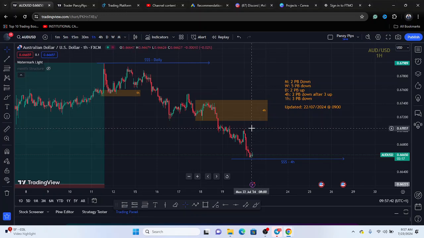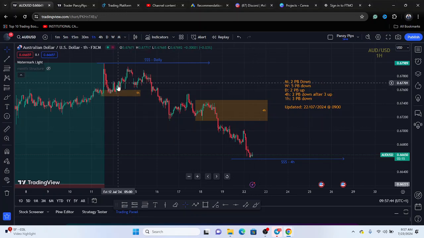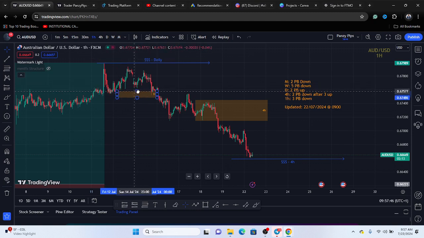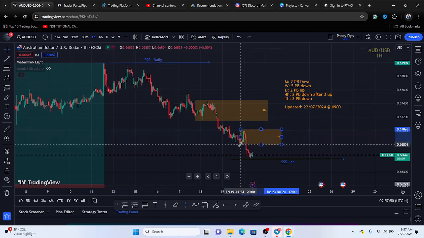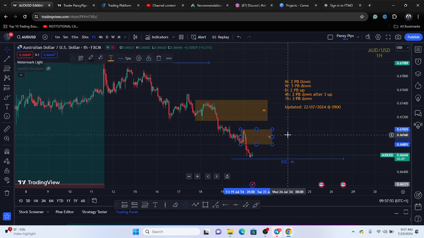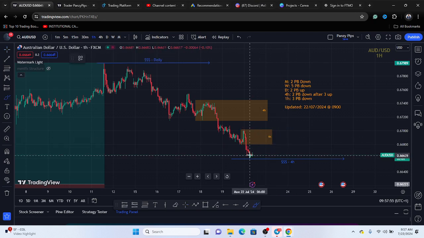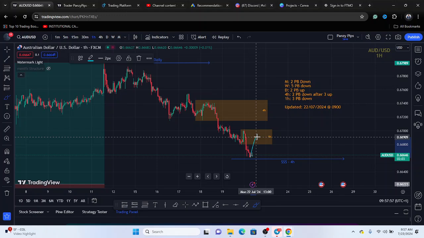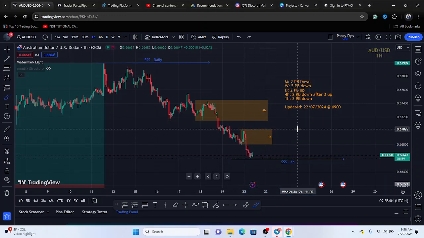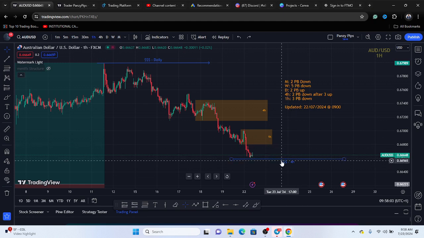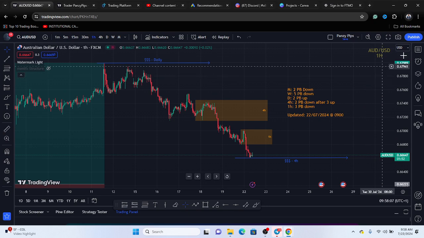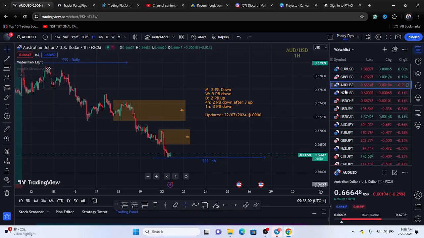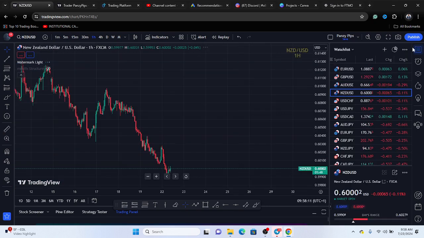And obviously the last down move came from here. So we look to see prices come into our zone, and from there selling opportunities targeting liquidity below here. All right, so this is both 4 and 1 hour liquidity, and I'm fine with it like that. Okay, that's about the Aussie US dollar. Let's go to the NZD USD.